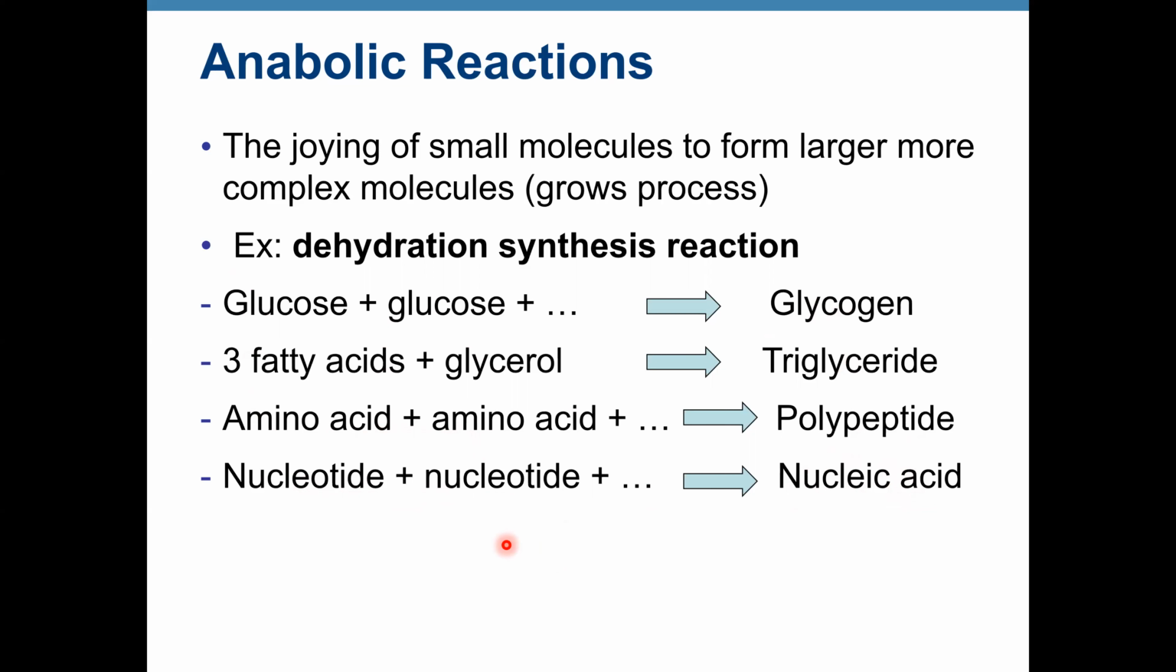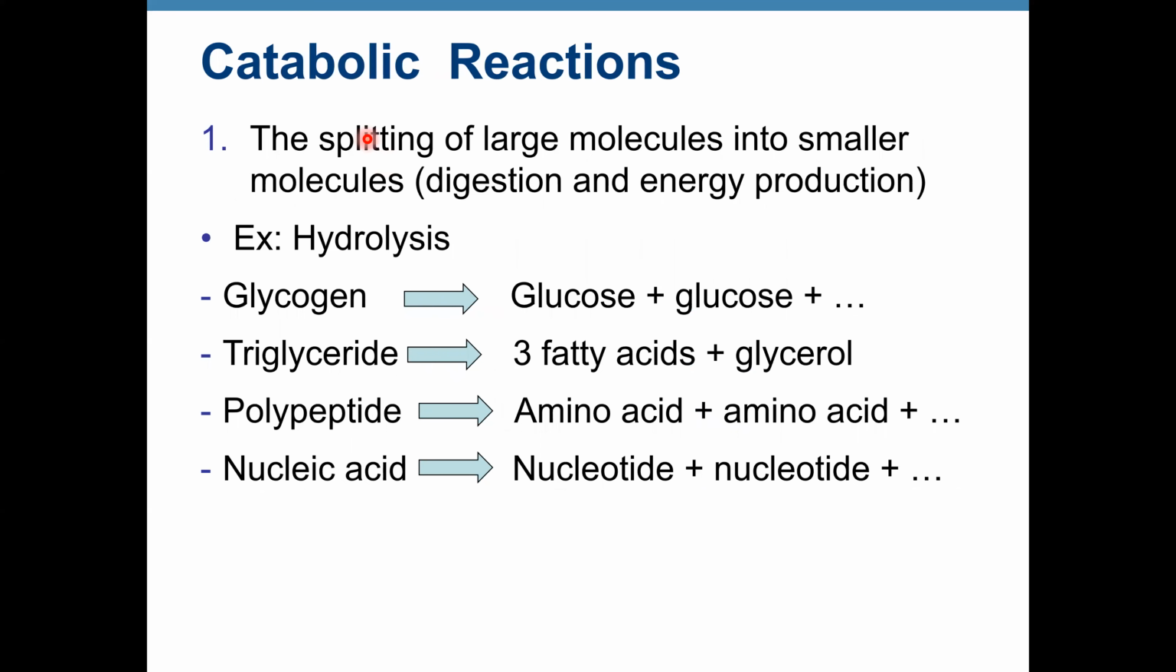Now, if you look at the amount of energy, these large molecules have way more energy than these individual molecules. So these will be endergonic reactions, anabolic reactions. An example is dehydration synthesis. Now, catabolic reactions are the reverse, right? It's a splitting of large molecules into smaller molecules. An example would be digestion or energy production.